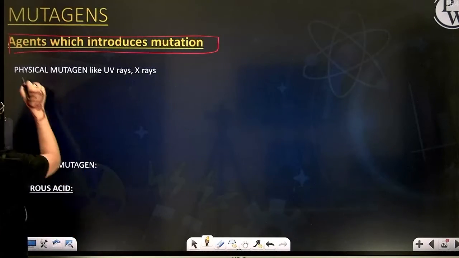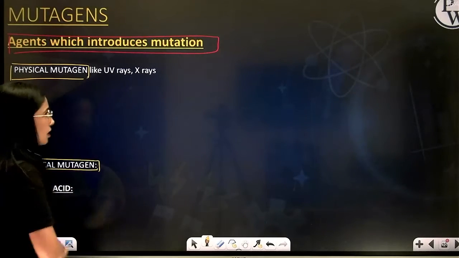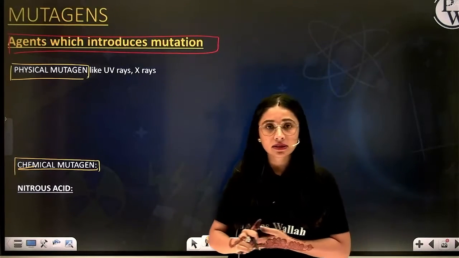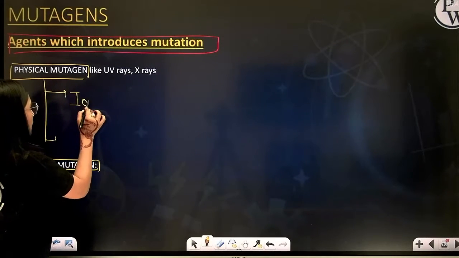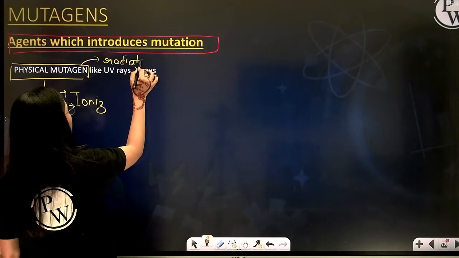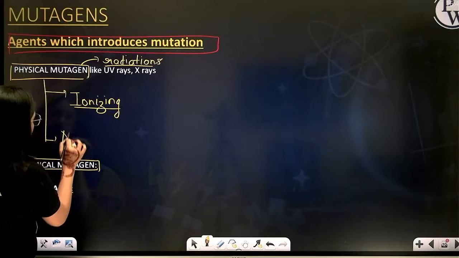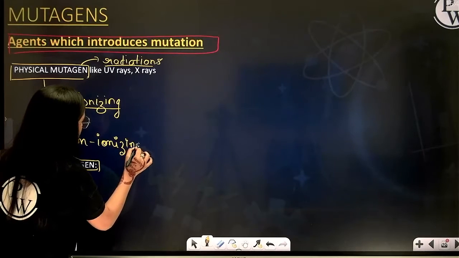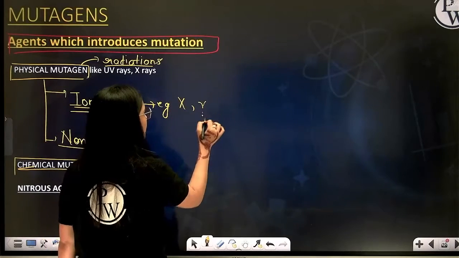Right? So how many mutagens do we have to study? Two types. Physical and chemical. First, talking about physical mutagens, we can divide physical mutagen into two categories. Basically, physical mutagen means radiations, I already told you. So there can be two types of radiations, beta. Ionizing radiations and non-ionizing radiations.